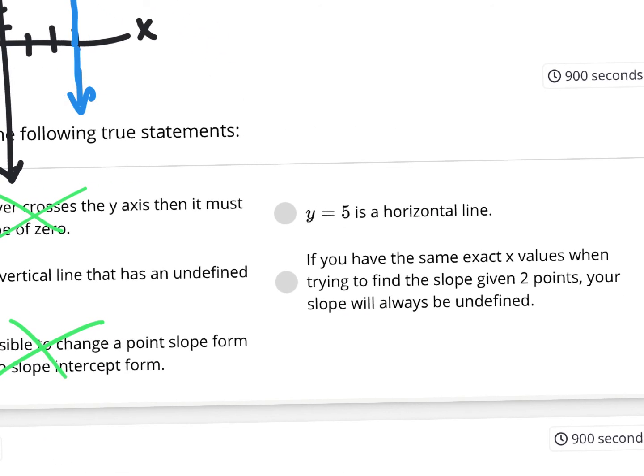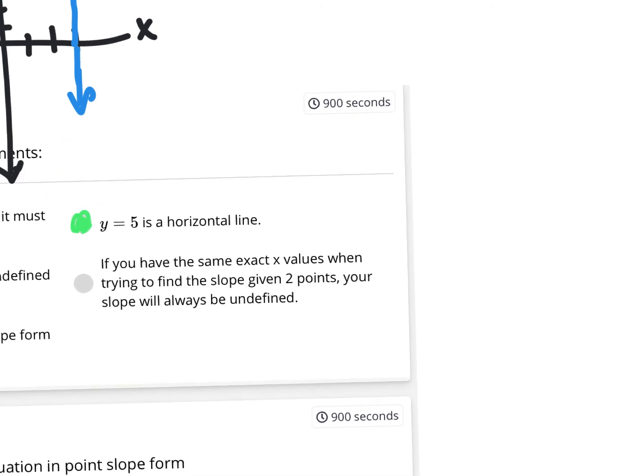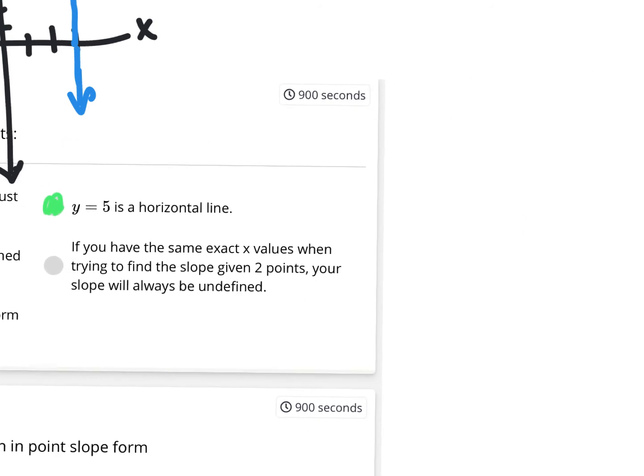So this one's absolutely right. Y equals 5 is a horizontal line. What else? If you have the same exact x values when trying to find the slope given 2 points, your slope will always be undefined. Okay, well, again, in order for us to verify this, we need to think about the actual slope formula.